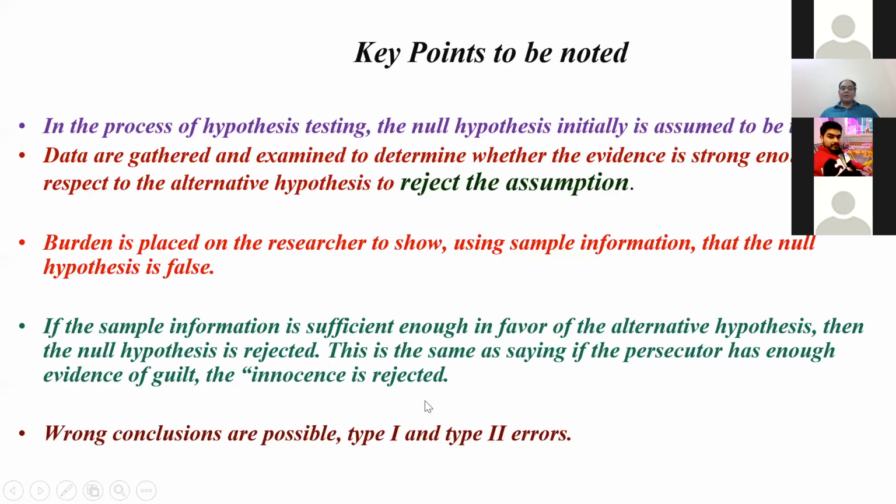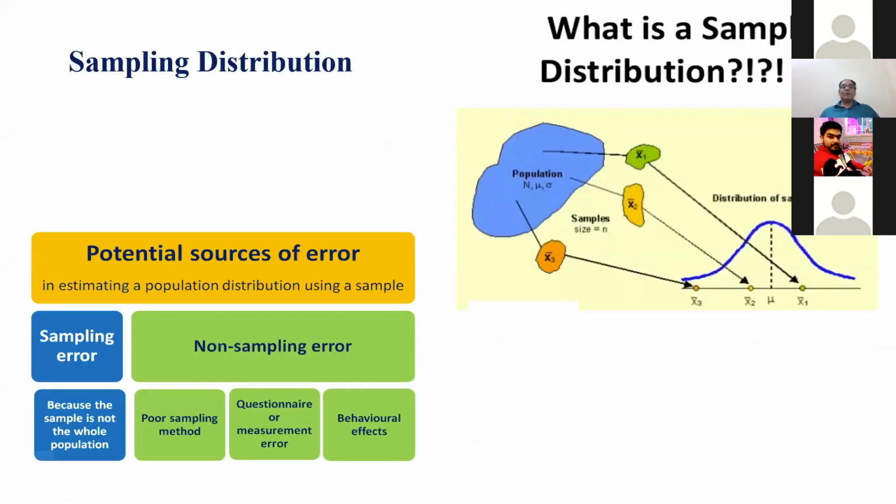It is also possible that some error can be made in hypothesis testing. We define this error in terms of type 1 error and type 2 error, which I am going to explain. After that, this is called sampling distribution. You can think of it as a continuation of the previous session, but actually this concept is more useful in hypothesis testing rather than in sampling distribution. So there are different types of errors you can see.